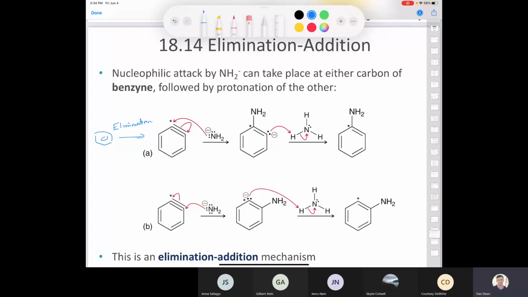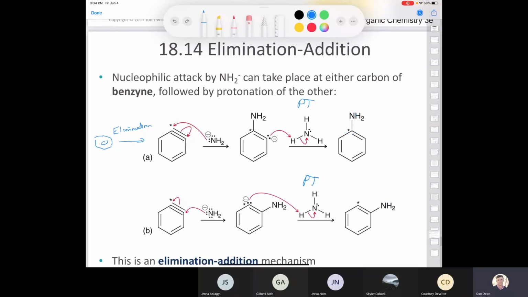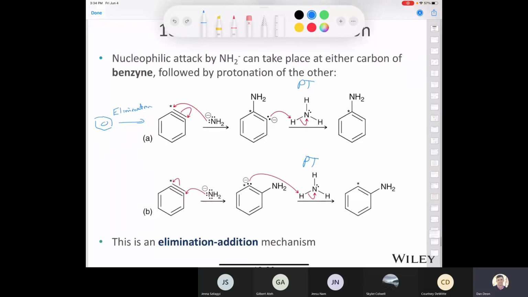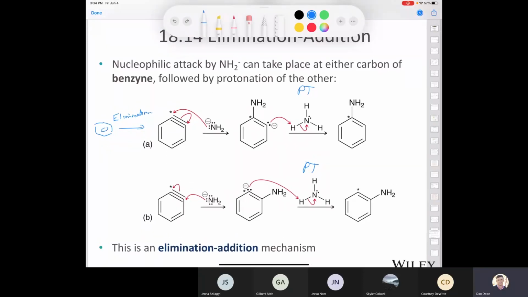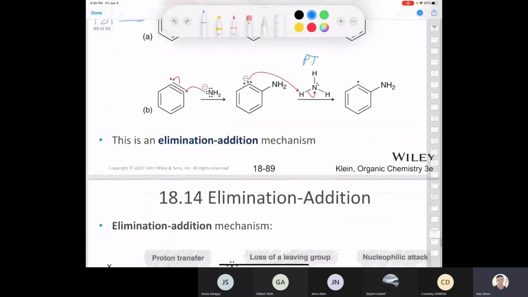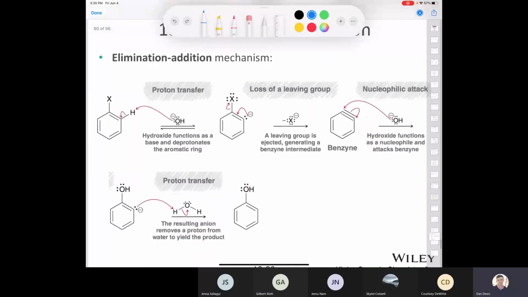Now the amide can act as a nucleophile, and it can attack either of these carbons, right? It could attack the radio-labeled carbon, but it could also attack the other carbon that isn't radio-labeled. And that shows you why after a proton transfer, you would end up with a mixture of both of these compounds. One where the nitrogen is attached directly to the radio-labeled carbon, and one where it's next door to it. Okay, so that proves the elimination addition mechanism, the fact that we get these two regioisomers with that radio-labeled carbon. So here's the mechanism, right?